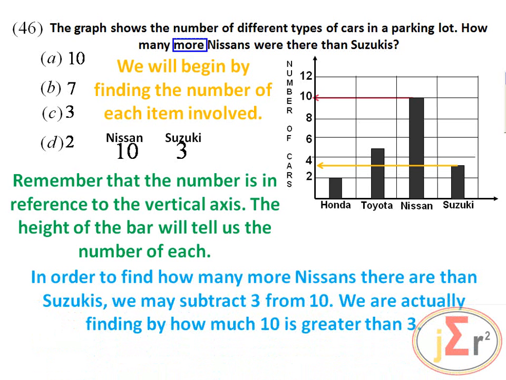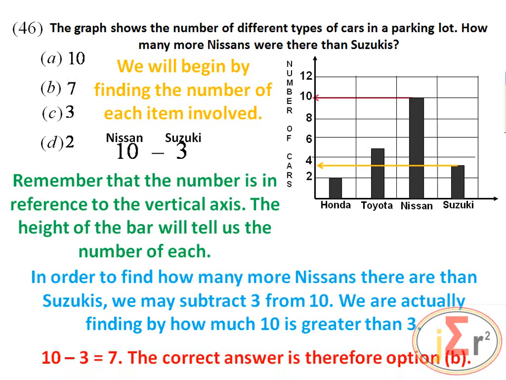In order to find how many more Nissans there are than Suzukis, we may subtract 3 from 10. We are actually finding by how much 10 is greater than 3. Subtract, and the result is 7. 10 minus 3 is equal to 7. The correct answer is therefore option B.